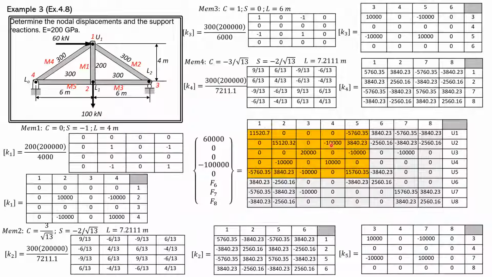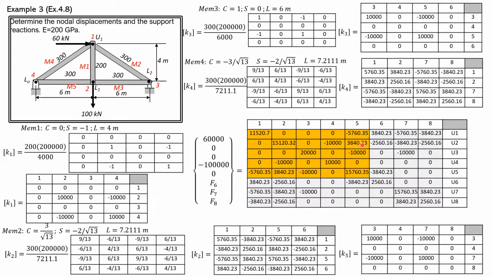This is 2, 4, row 2, column 4. So we have negative 10,000 here. There's no 4 here, so none. 2, 4, none. So it's negative 10,000. So that's why 4, 2 is also negative 10,000.